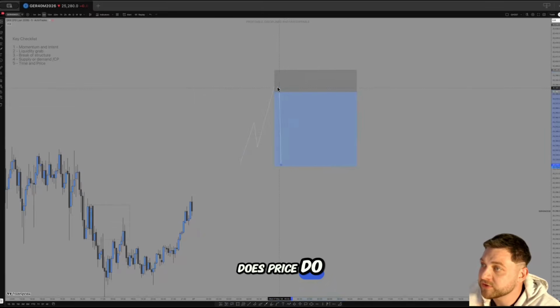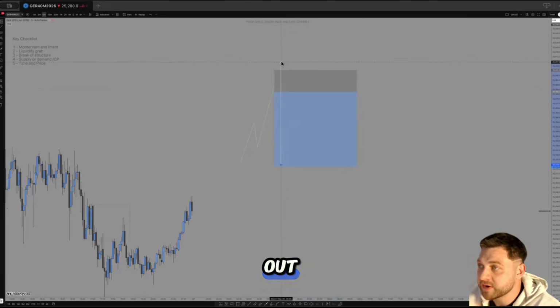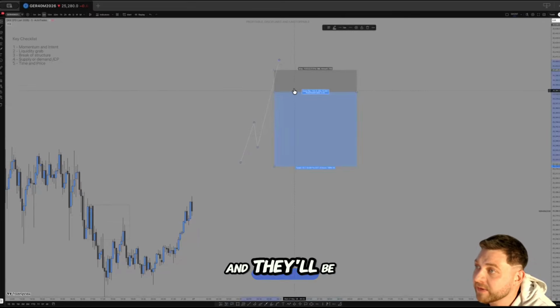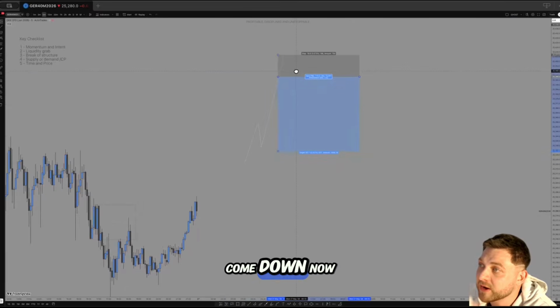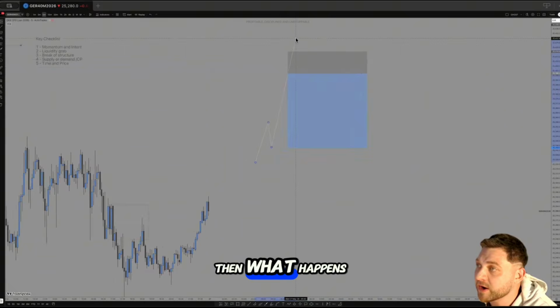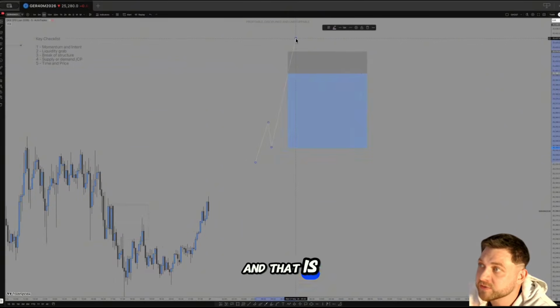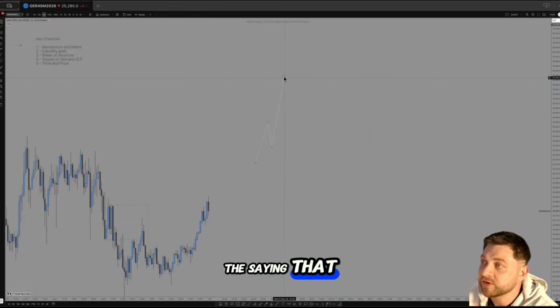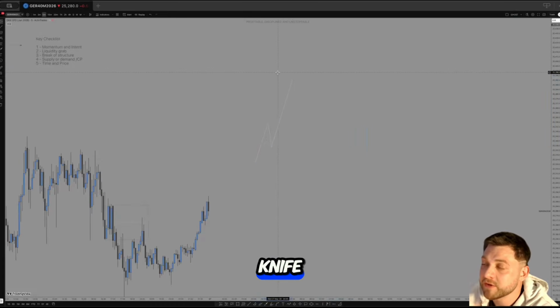And then what does price do? Price goes and stops them out. And then price continues trading higher. And they'll be like, you know what, we have to come down now. We have to come down. And then what happens? Price stops them out again, right? And that is why it is so important to go with the saying that you don't want to catch a falling knife, right?